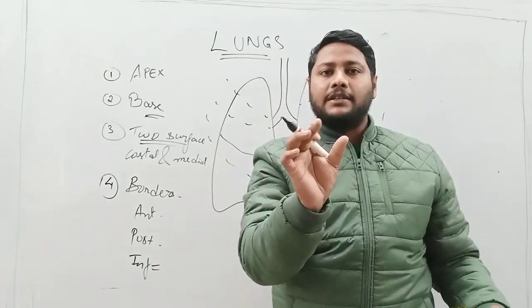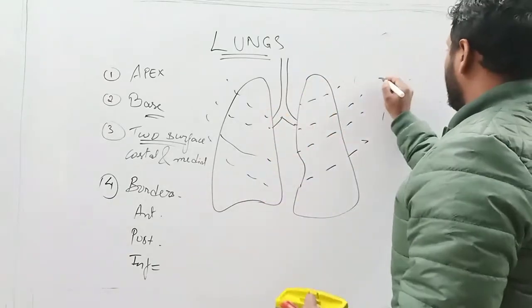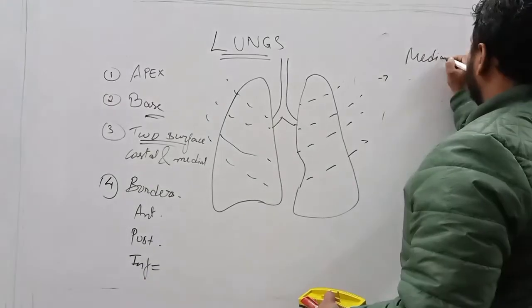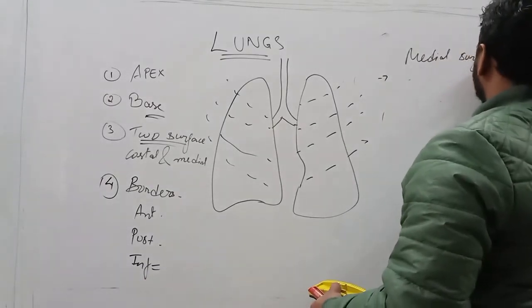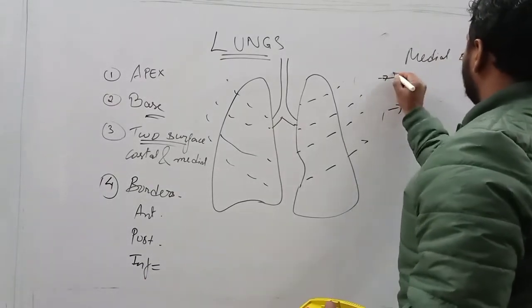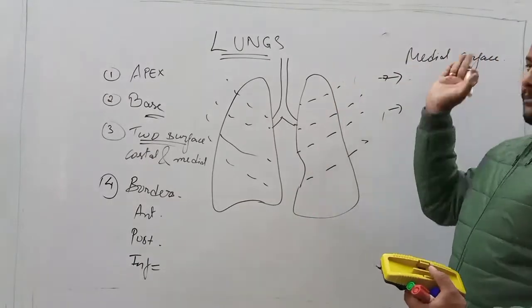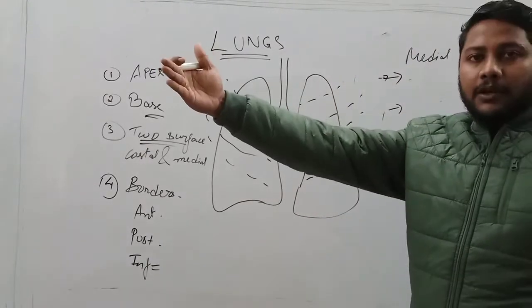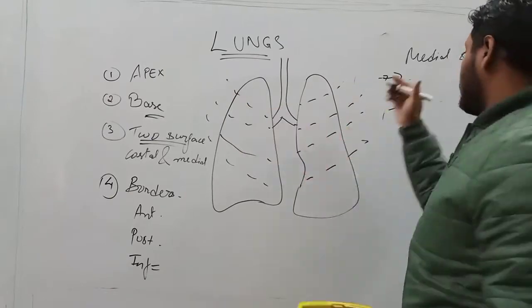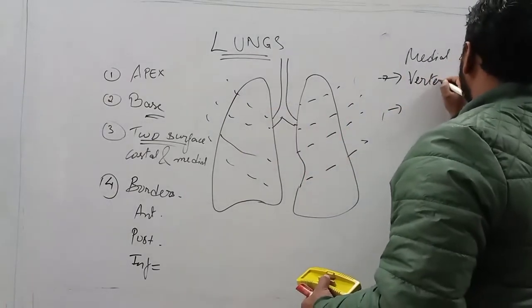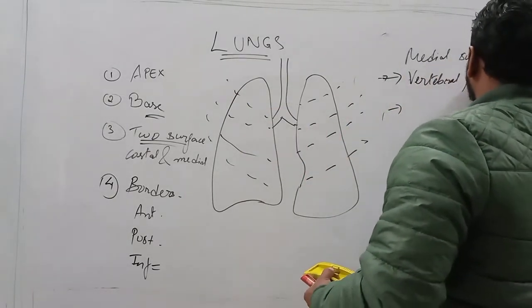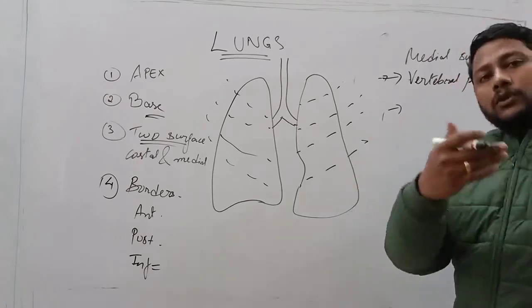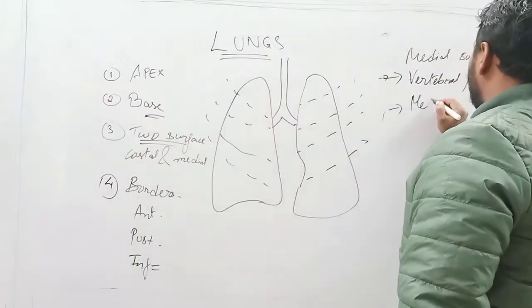Now that middle surface is also divided into two parts. The middle surface which is more towards the vertebra will be known as the vertebral part. And the middle surface which is more towards the mediastinum will be known as the mediastinal part.